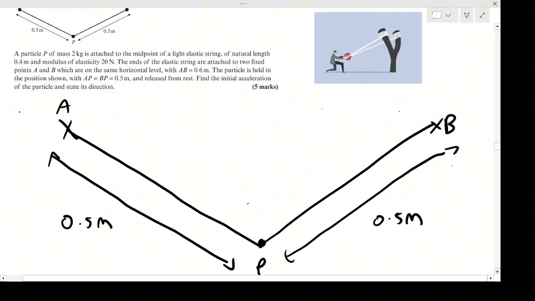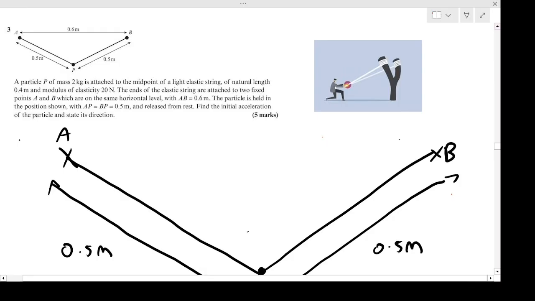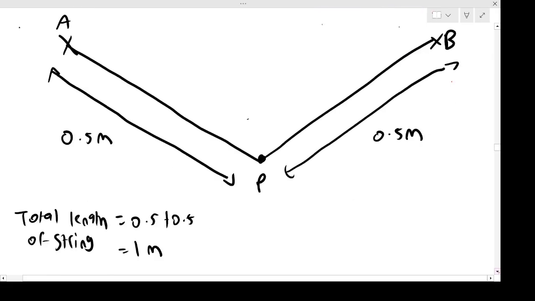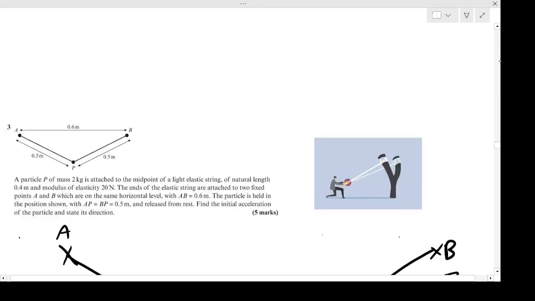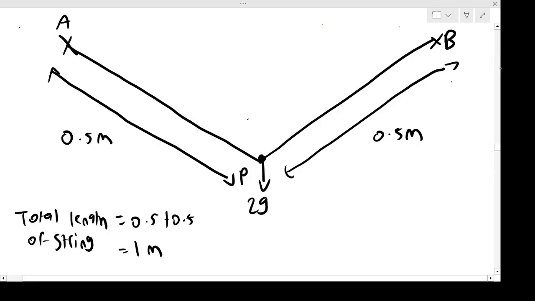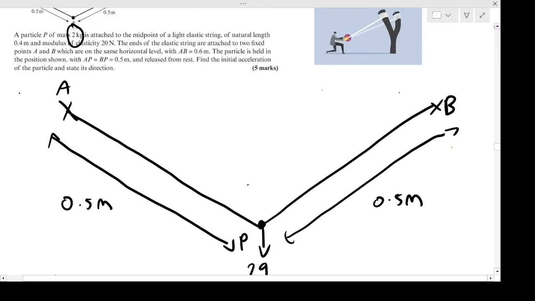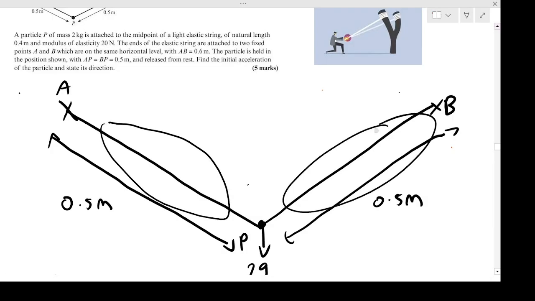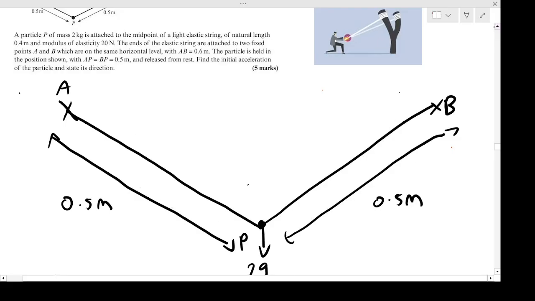Okay. Now, let's think about forces. Okay, so firstly, the particle is going to have a weight, and that's going to act downwards. Well, the mass of the particle is 2, so it's going to be 2g. Then we also need to consider the force in the string. Now again, the string is split up into 2 parts, the 2 halves, A to P, then P to B. So there's going to be tension in either side, in the left and the right side.